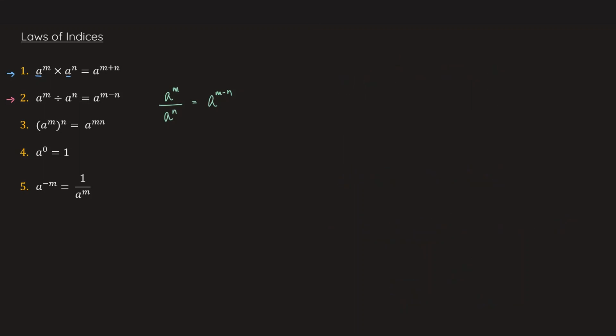Alright, now let's move on to the third law. A to the power m, to the power n, equals A to the power mn, meaning m times n. This is called the power of a power rule. A to the power m is raised to the power n. Let's look at an example first.